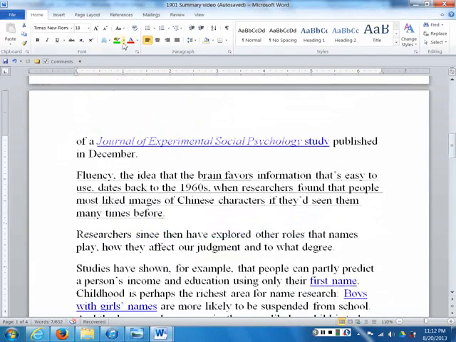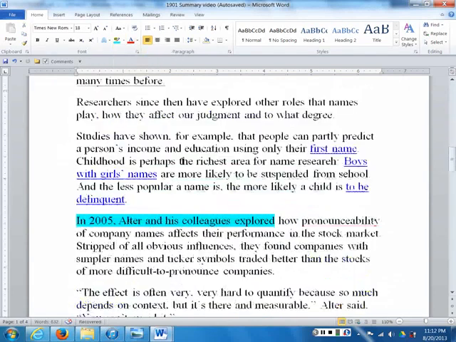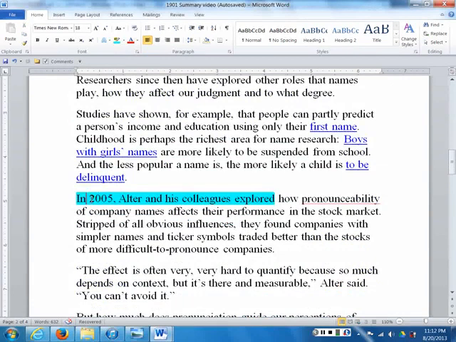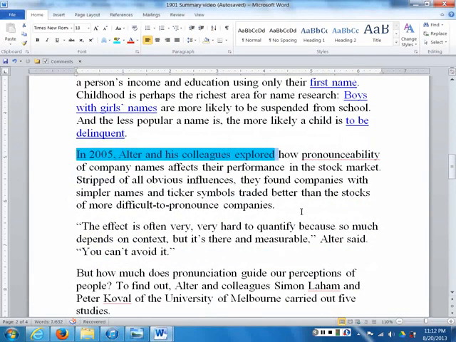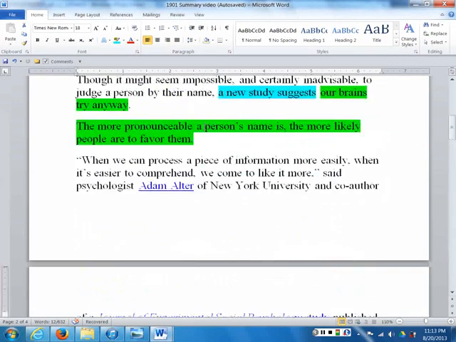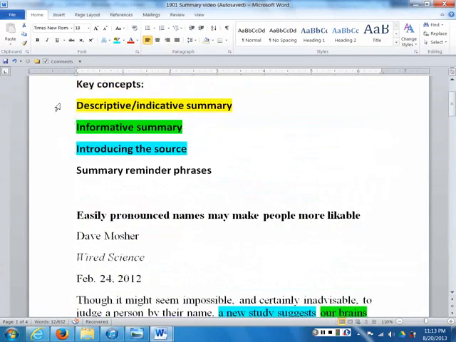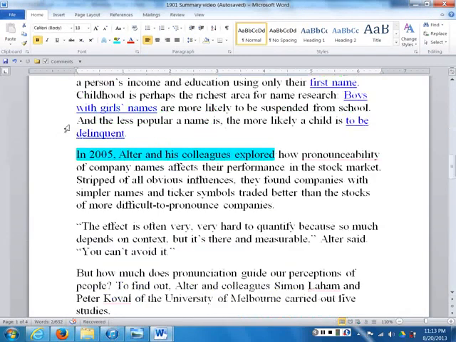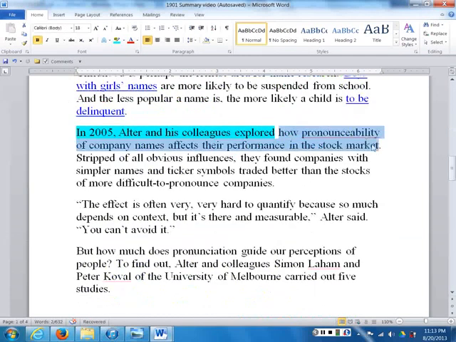So we're going to color this blue. It's not the recent article, it's an 8-year-old article, but Dave Mosher is introducing the source. Okay. Now, what did they explore? Well, they explored how pronounceability of company names affects their performance in the stock market. This does not say how it affects their performance, it just says that's what the paper is about. So that's some indicative summary. It just gives a general idea. So we'll highlight that in yellow.